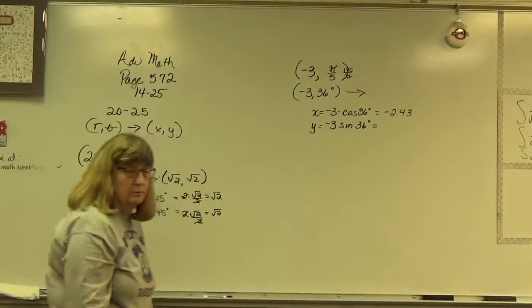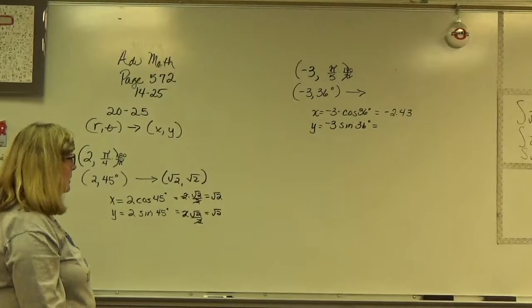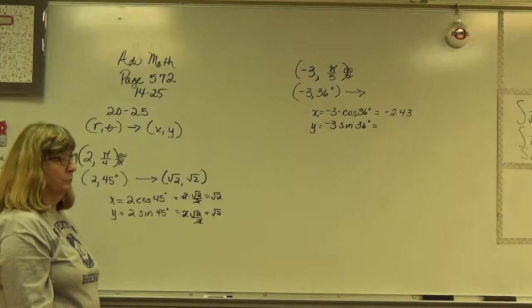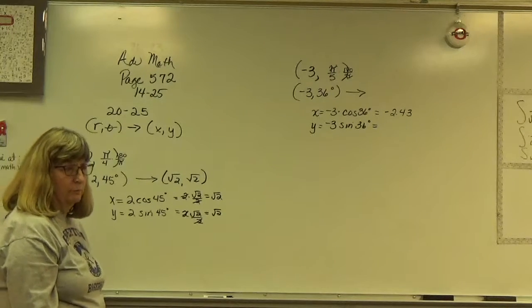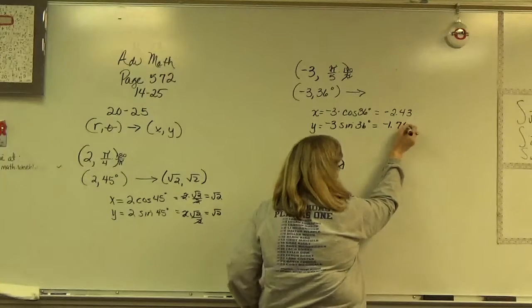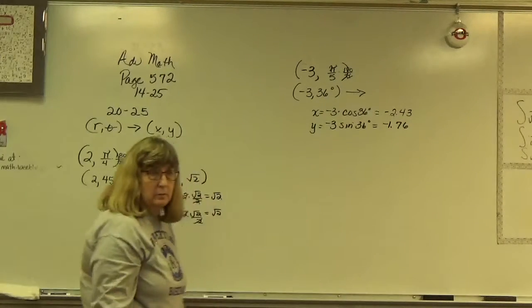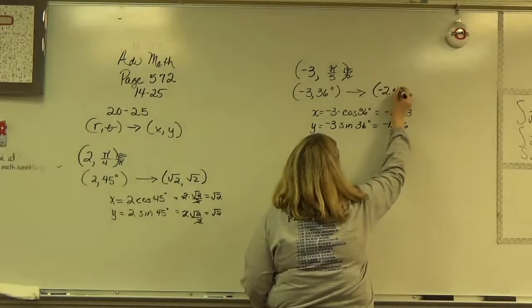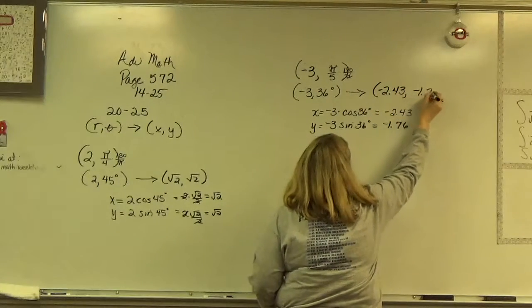Does anybody else get that? Okay, and let's see, JC, what's negative 3 times the sine of 36? Negative 1.76. Anybody else get that? Okay, so our answer then is negative 2.43 and negative 1.76.